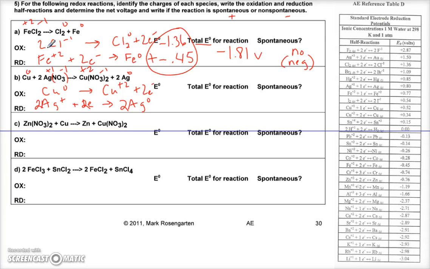Let's start with the reduction half reaction, the silver ions turning into silver zeros. We find that reaction's right here. And as written, as this reduction reaction, it is a positive 0.80 volts.